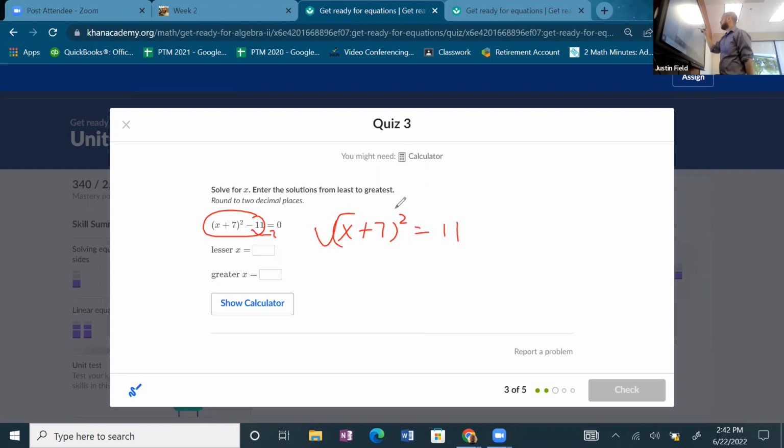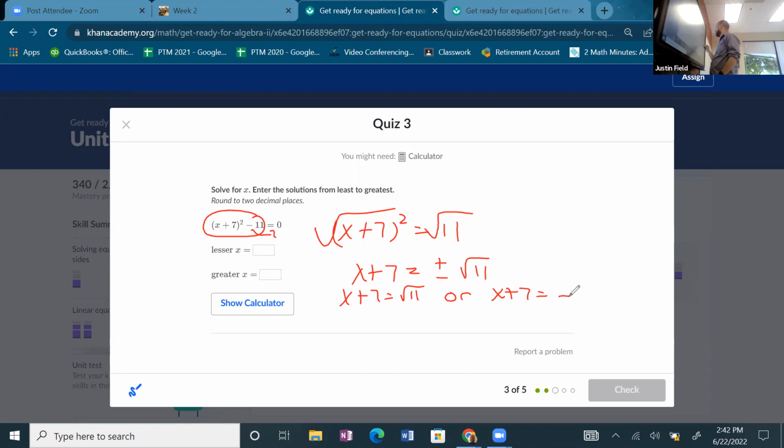And then we're going to take the square root of both sides. And whenever we take the square root of both sides, we have to put a plus or minus in front of it. And then there are two equations we have to write. X plus 7 equals the square root of 11, or x plus 7 equals negative the square root of 11. Okay? And then we can actually find the square root of 11, which is 3.32 approximately. So I'm going to just write that.